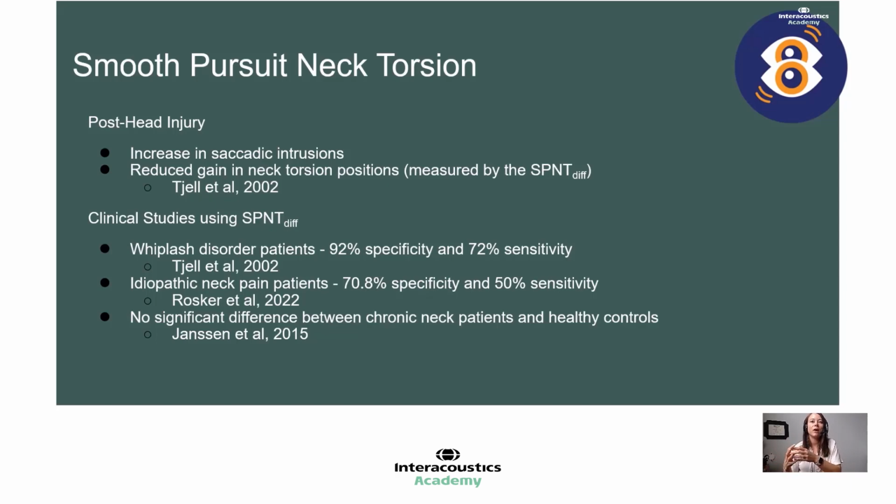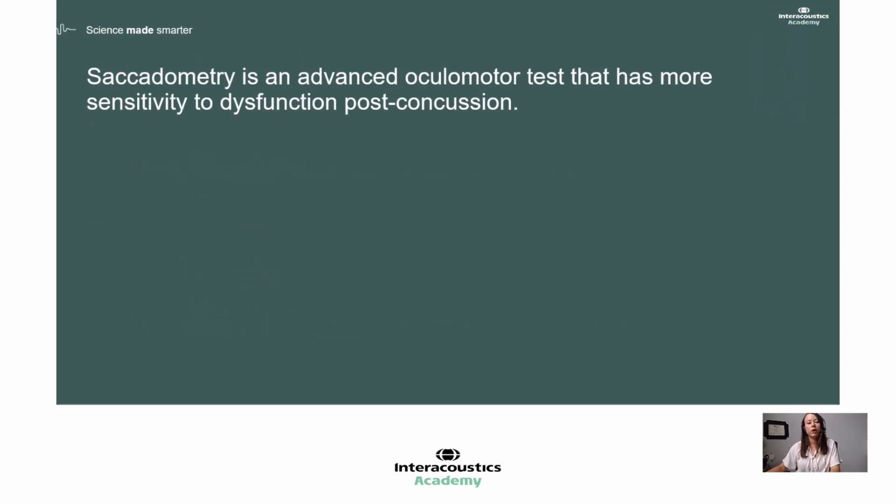An older study found that there was really no significant difference between chronic neck pain and healthy controls. But this test is showing a lot of different potential for certain types of neck injuries and how that may impact oculomotor function. It's important we keep the neck in mind as we're looking at this patient population, because again, the neck plays a vital role in how our eyes move as well. So we have to make sure we're evaluating everything that's contributing to oculomotor dysfunction. If you're here on day one, we spent a significant amount of time talking about saccadometry.